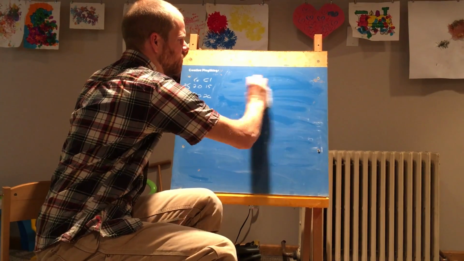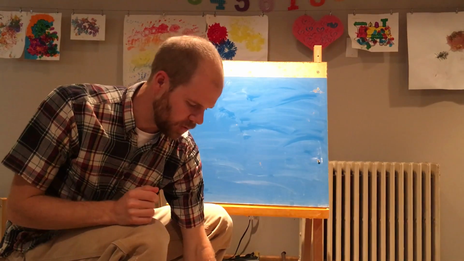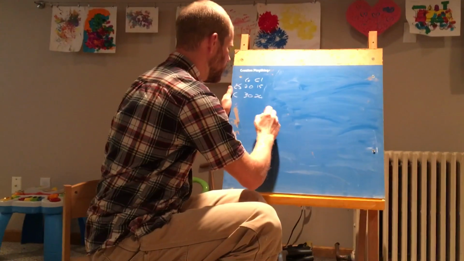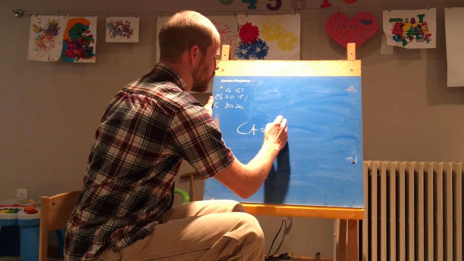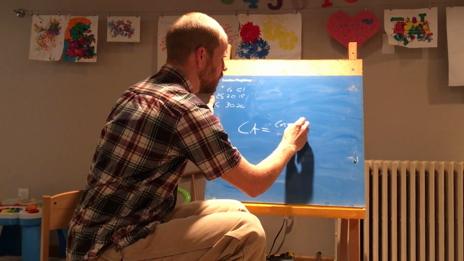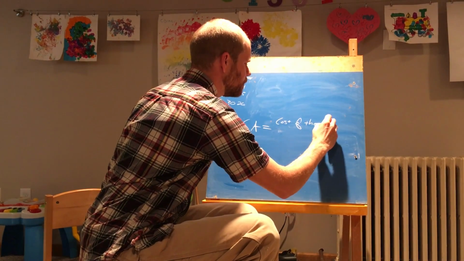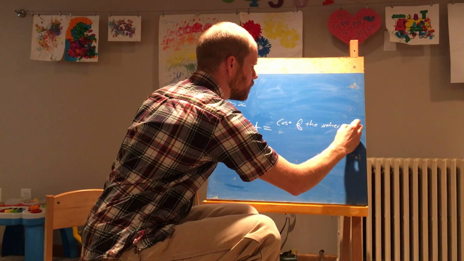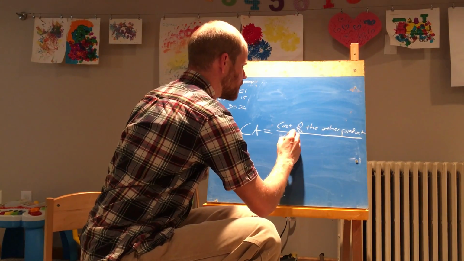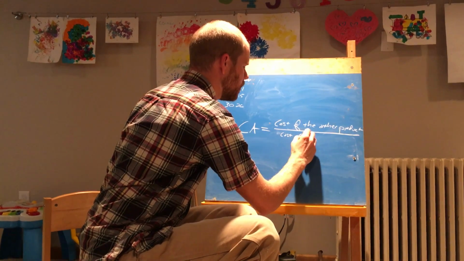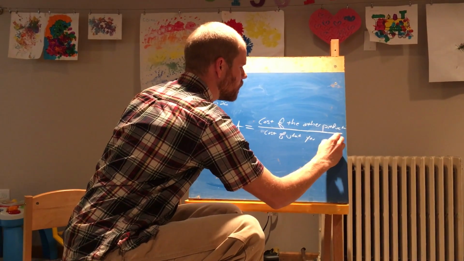But for comparative advantage, you need to do a pretty simple formula. I've got a little mnemonic device that will help you remember it. Comparative advantage, we'll call it CA, is equal to the cost of the other product over the cost of what you produce. Okay.